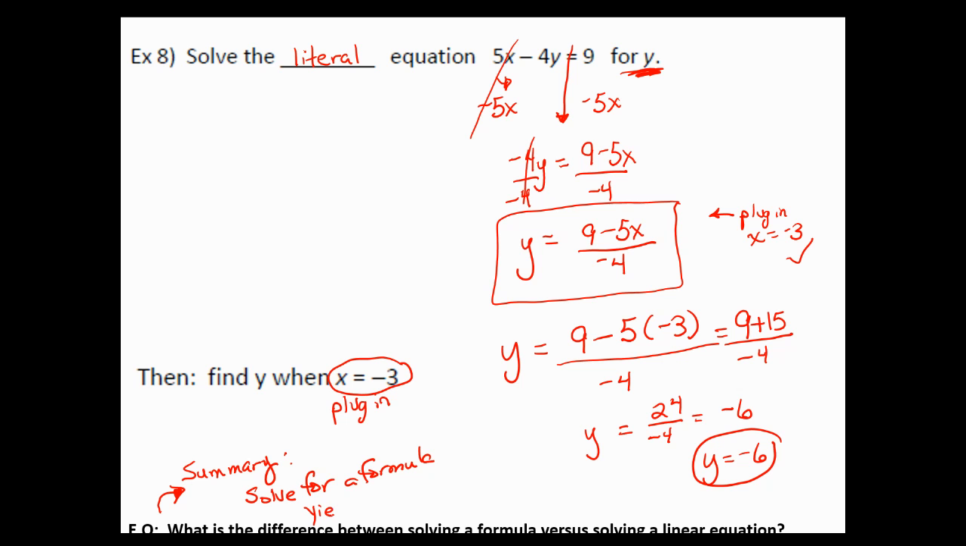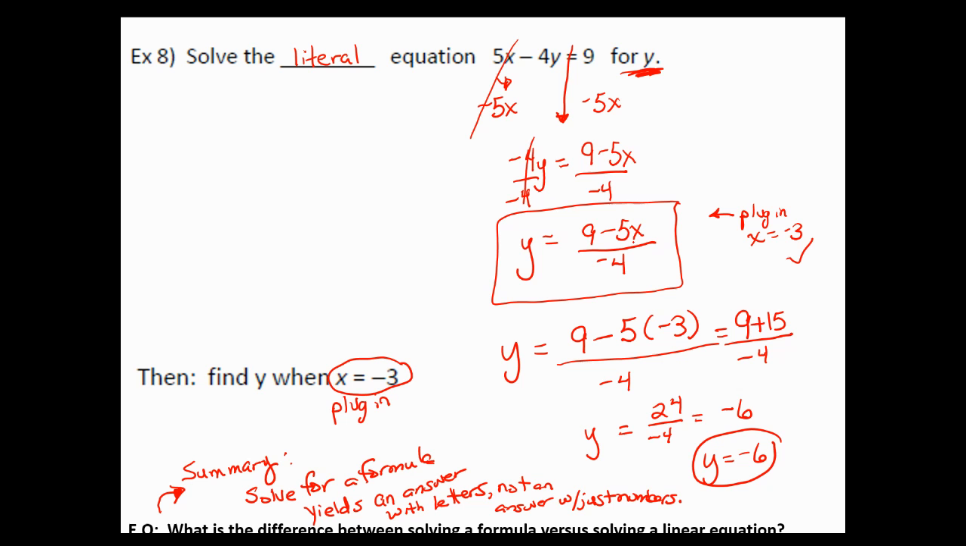Doesn't that yield a what, or gives? Yields means gives. Solve for a formula yields an answer with letters, not an answer with just numbers, like y equals -6, right? So when we solve for this, we still have y and x. So solving for a formula yields an answer.